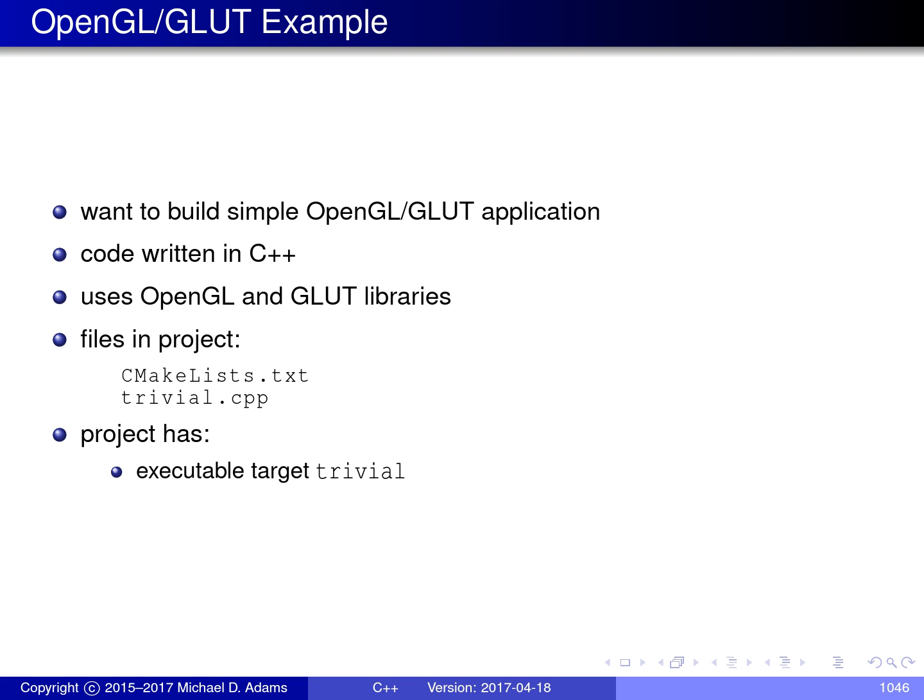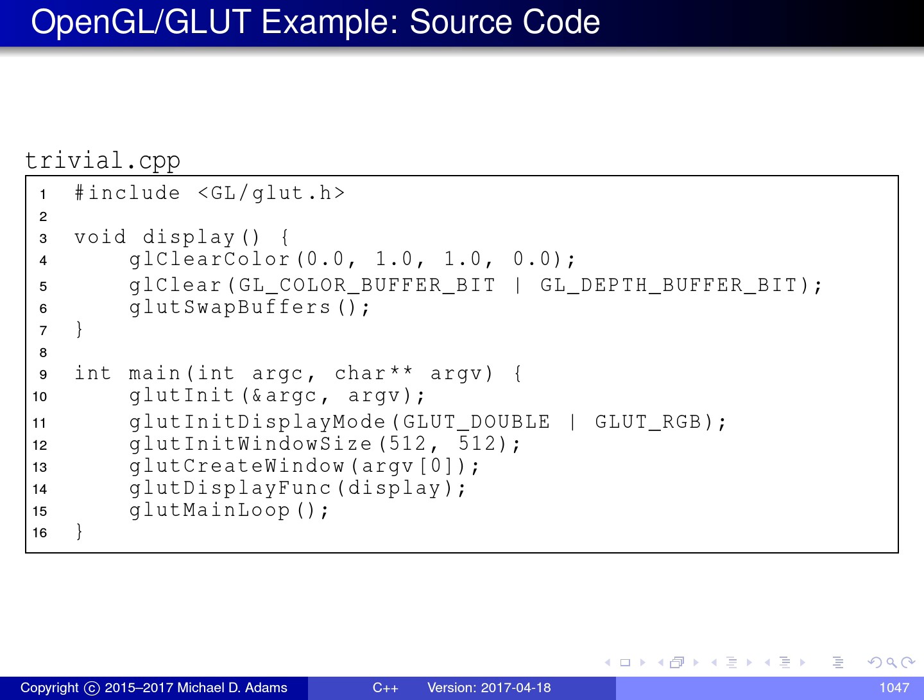In this section, I'm going to walk through several examples of using CMake. In this CMake example, we'd like to build a simple OpenGL application that also makes use of the GLUT library. The code is written in C++, and there are two files in the project. There's our CMakeLists.txt file, which is used for building the code, and there's a single source code file called trivial.cpp. And as we'll see in a moment, the project defines a single executable target called trivial. The contents of the source code file trivial.cpp are as shown on this slide.